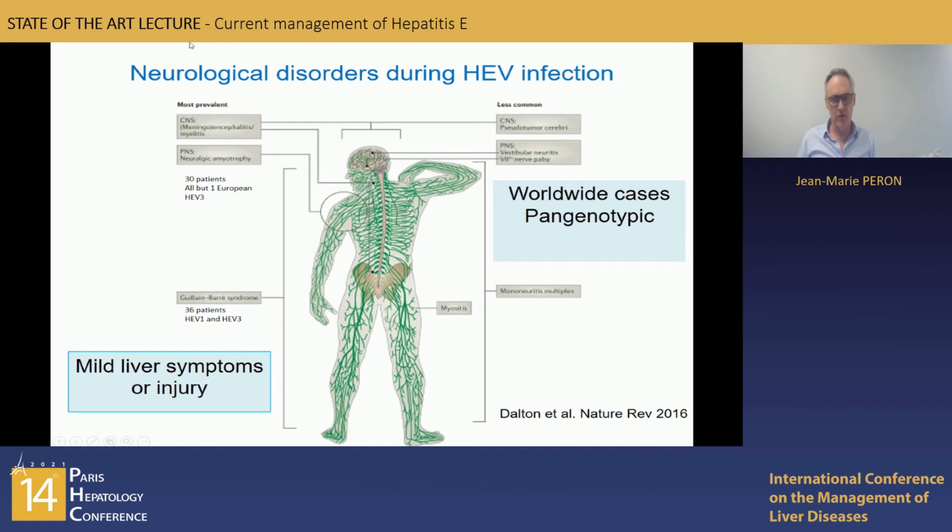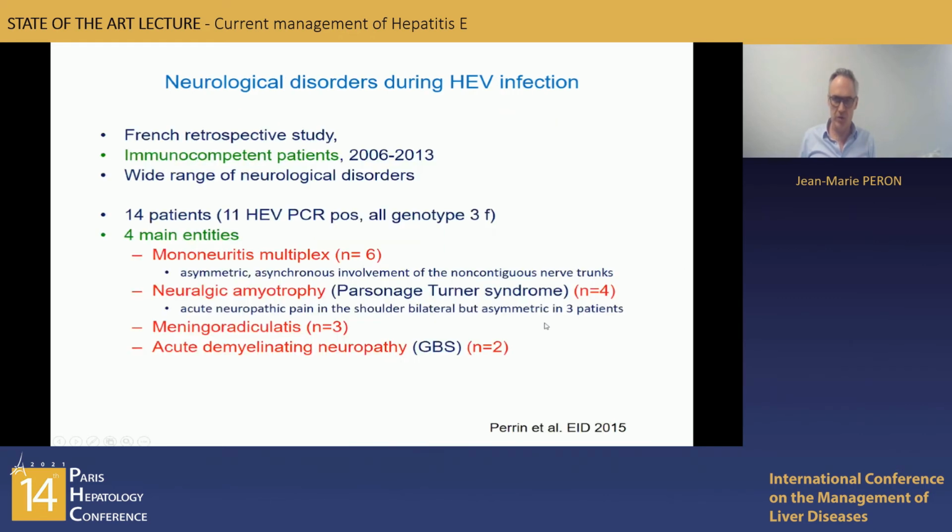And you can see that you have a lot of different types of neurological symptoms, including meningoencephalitis, neuralgic amyotrophy, GBS, for example, and mononeuritis multiplex, all kinds of neurological symptoms. And this was a French study we did, studied 14 patients. And as you see, we have 4 main entities that were described. And in particular, mononeuritis, neuralgic amyotrophy, meningoencephalitis, and GBS.